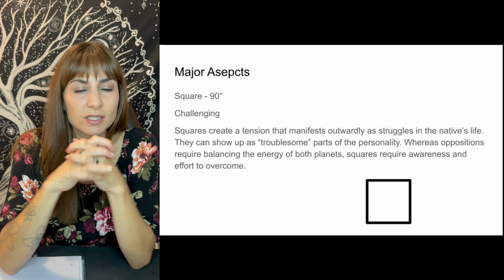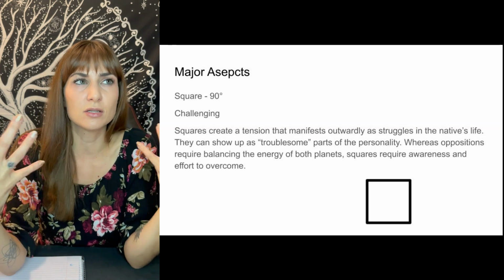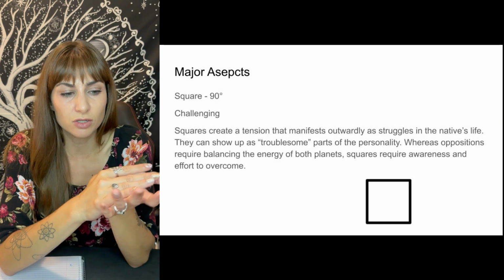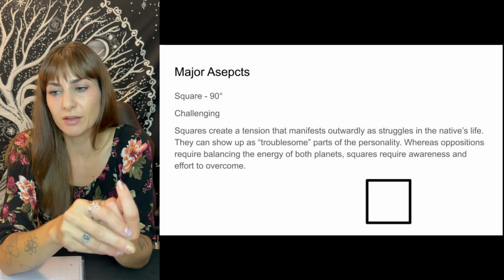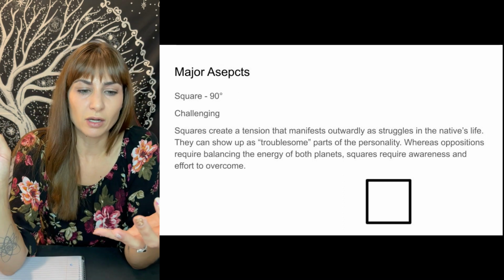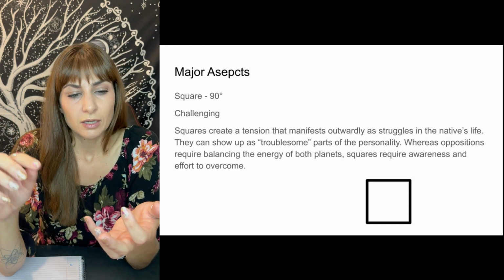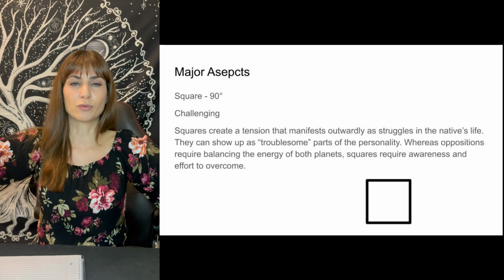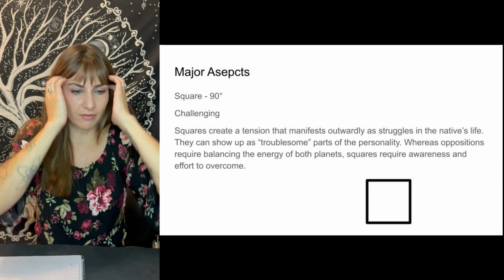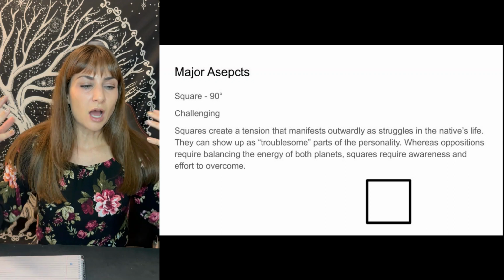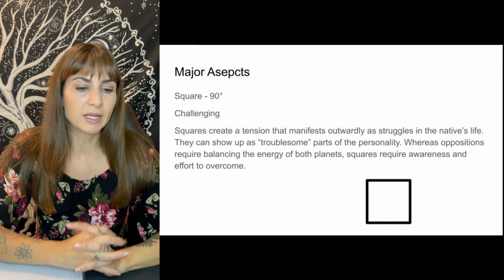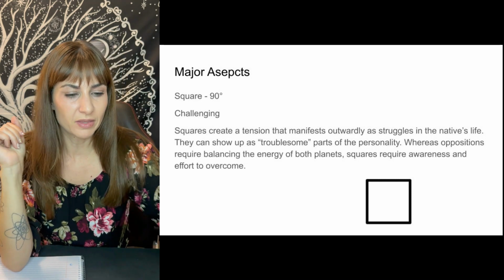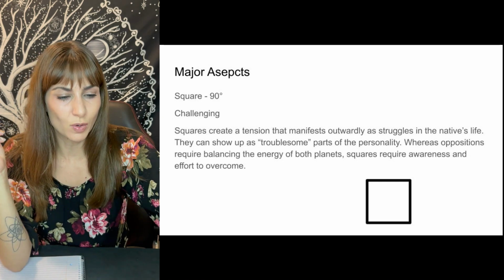It is going to be just more of an internal tension, an internal struggle, a personality problem. I hate to use the word problem, but it's going to show up as troublesome parts of the personality. If, you know, we're needy, if we're too blunt, if we're cold, if we have a hard time accepting love, all those kind of things are going to come out through the aspects. This is where we're finding this stuff in charts. So whereas the oppositions require balancing the energy of both planets, the squares require awareness and effort to overcome them. And then the symbol for a square looks like a square.